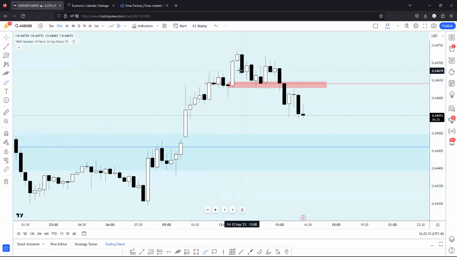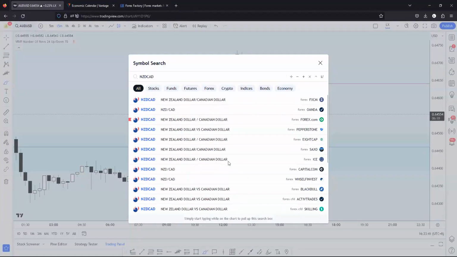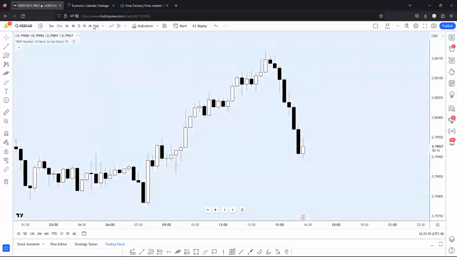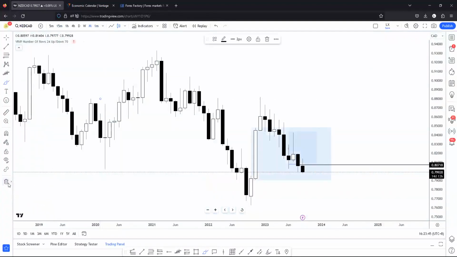Now let's take a look at other chart requests. So we have requests for Kiwi dollar. So let's take a look at that. Kiwi cat. So let's take a look at that. Right, so on Kiwi cat on the higher time frame first.